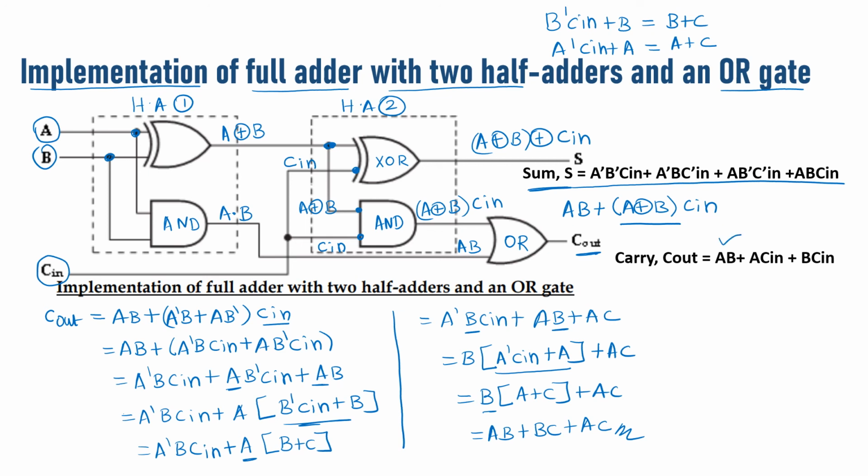See here, AB, BC in, and AC in. So this is the final equation for the carry out. Carry out for the full adder with two half adders and one OR gate.